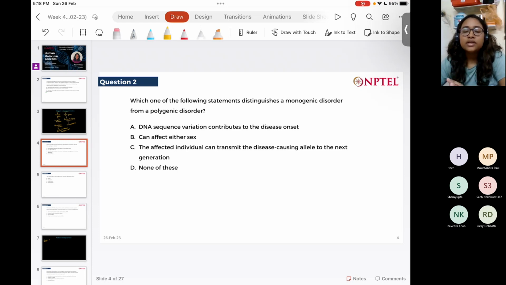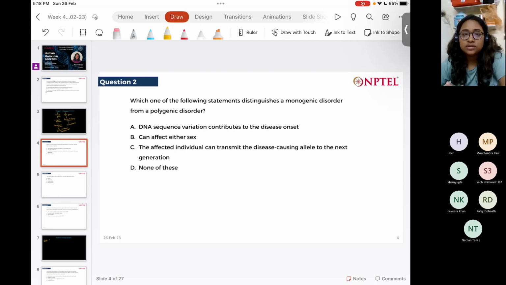And it can also affect both male and female. It doesn't show any difference in that. So the answer for this question is none of these. None of these options actually distinguishes the monogenic disorder from the polygenic disorder. All three options are characteristics of both disorders. Do I make sense?